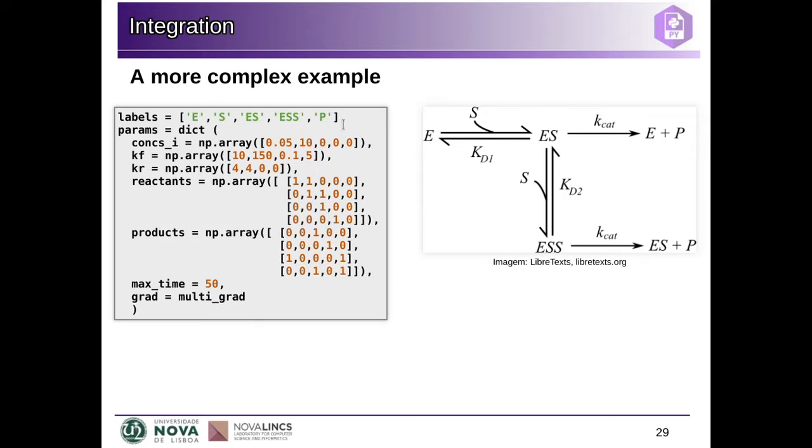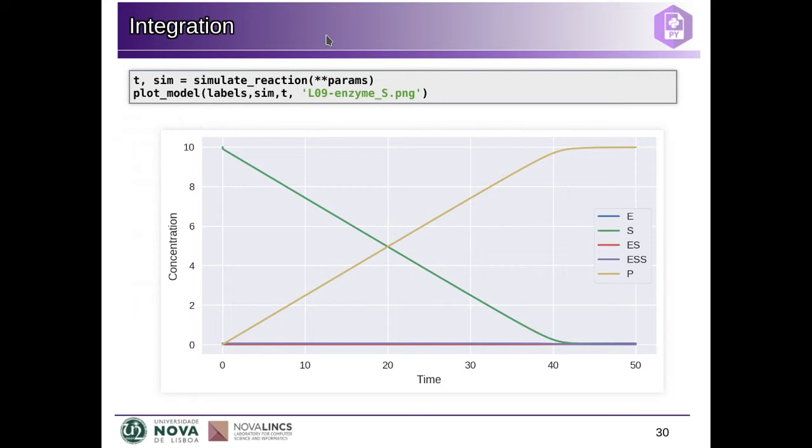But we can complicate things more. For example, here we have 4 different reactions. The enzyme binds to a substrate, it can produce the product, it can bind to an additional substrate molecule and produce the product, and the same enzyme bound to one substrate molecule. So we have 4 reactions here. We specify the reactants, the products, we give all the different constants, and then we can just plug it into the same simulator. We have the simulation here. Now we have more species.